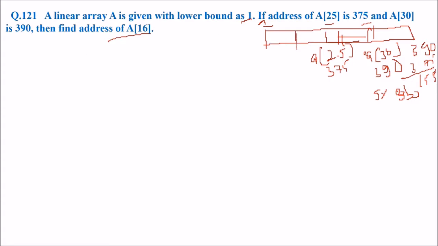What is the difference between A16 and A25? How many values will be there? 25 minus 16 is 9, and 9 times 3 is 27. So this is what we can get, but let us see the actual value that comes.